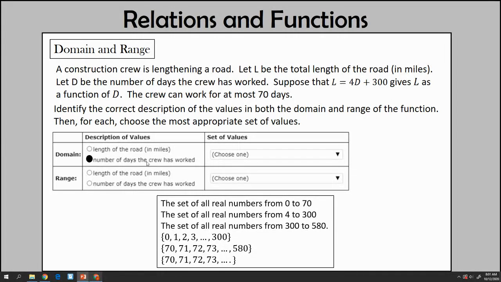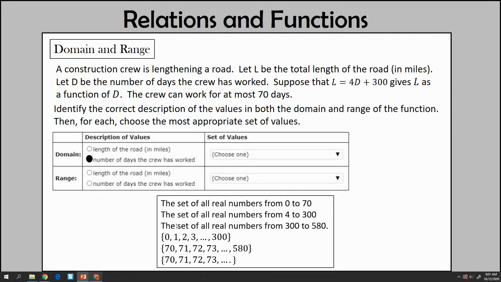Now, what do we know about the number of days the crew can work? Well, they capped it at 70, right? And we could start at 0 days. 4 times 0 is 0. So this road is 300 miles to start with. And then we're going to add 4 miles a day to it from here on out.